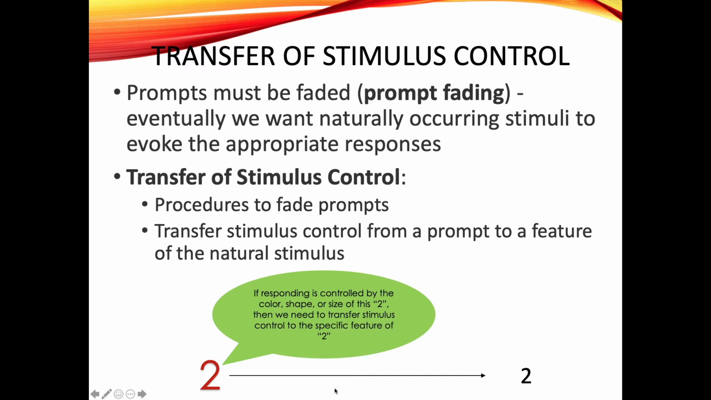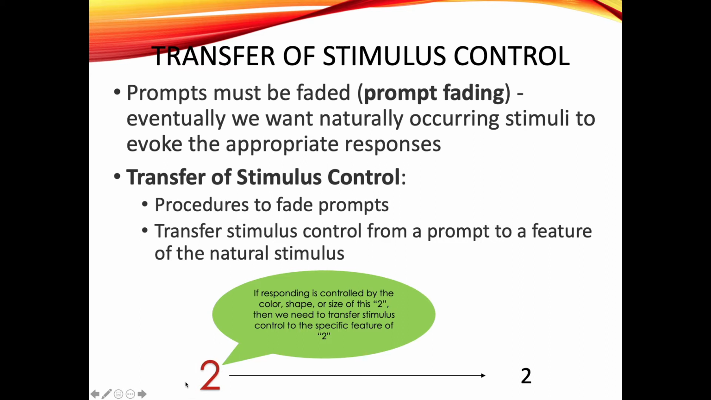So you lay out a 1 and 2 on the desk and you say, touch 2. Well, this 2 on the right is the target stimulus, right? That's what you want to control responding. But under your first approach to teaching, when you lay the 1 and 2 out there, the response is not occurring, right? They're getting a lot of incorrect responses. So we may enhance the features of the 2 to hopefully bring about correct responding.